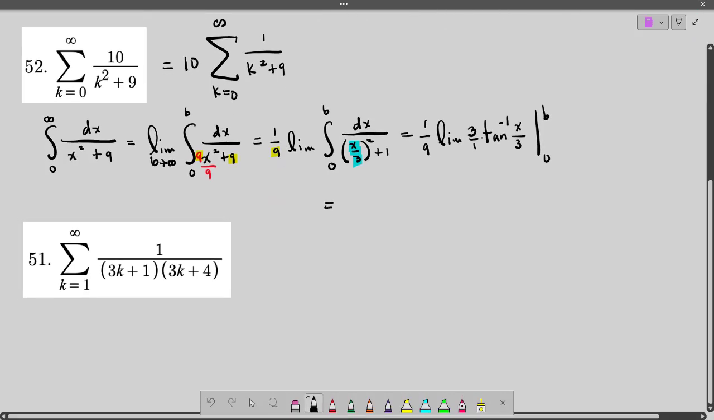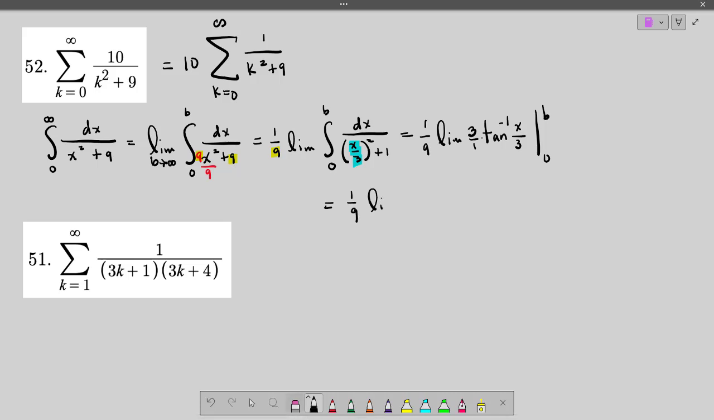So we end up with 1/9 multiplied by the limit. Oh, actually, we can pull out that 3 as well. So 3 over 9 is 1/3, and then the limit of arctan of b over 3 minus arctan of 0. And what is arctangent of 0?